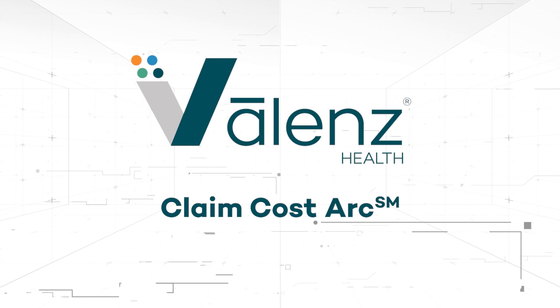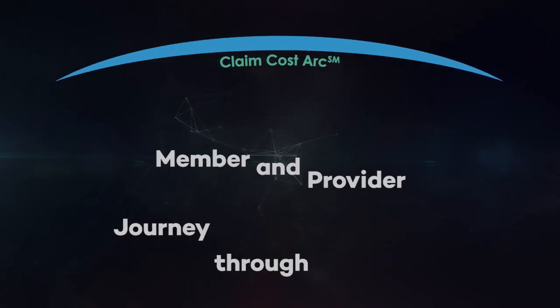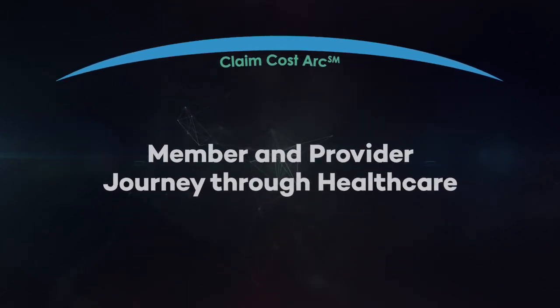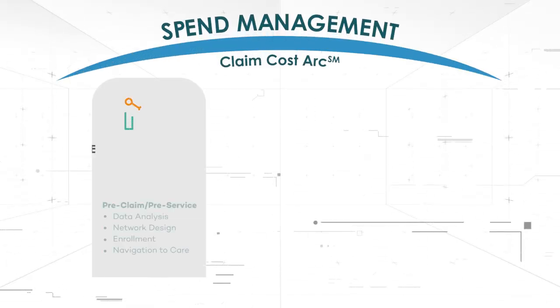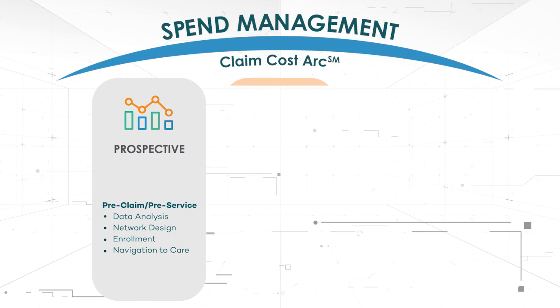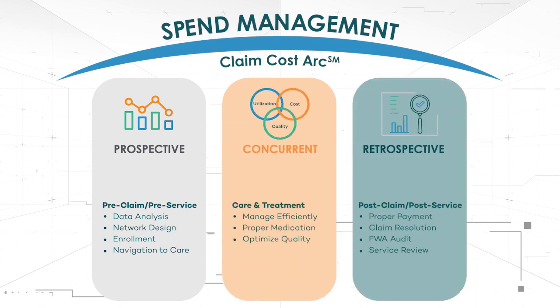The claim cost arc is really a personification of the game phases, if you will, of a member and a provider's journey in healthcare. They have three phases: that before treatment happens, or prospective; while treatment is occurring, the concurrent phase; and then you have after things have occurred, the retrospective phase of treatment. The member is a central figure in the claim cost arc. Everyone else has to be aligned and supporting for the success of that member's journey.